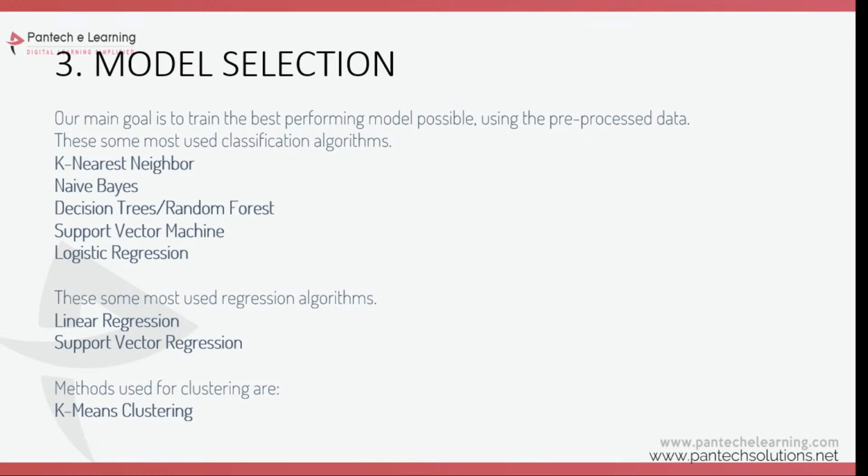Here are some of the most used classifier algorithms: k-nearest neighbor, naive Bayes, decision tree or random forest, support vector machine, logistic regression. These are all the different classifier algorithms, and regression is also included, right? Linear regression, support vector machine regression. So here come some of the regression algorithms also. And the most important method used for clustering is k-means clustering.